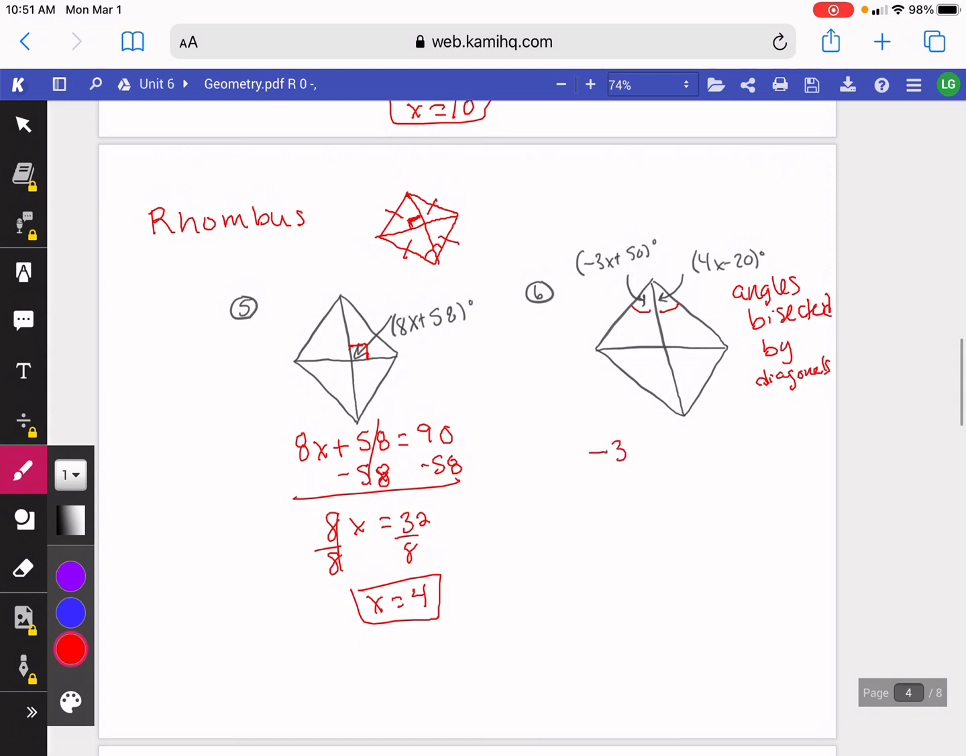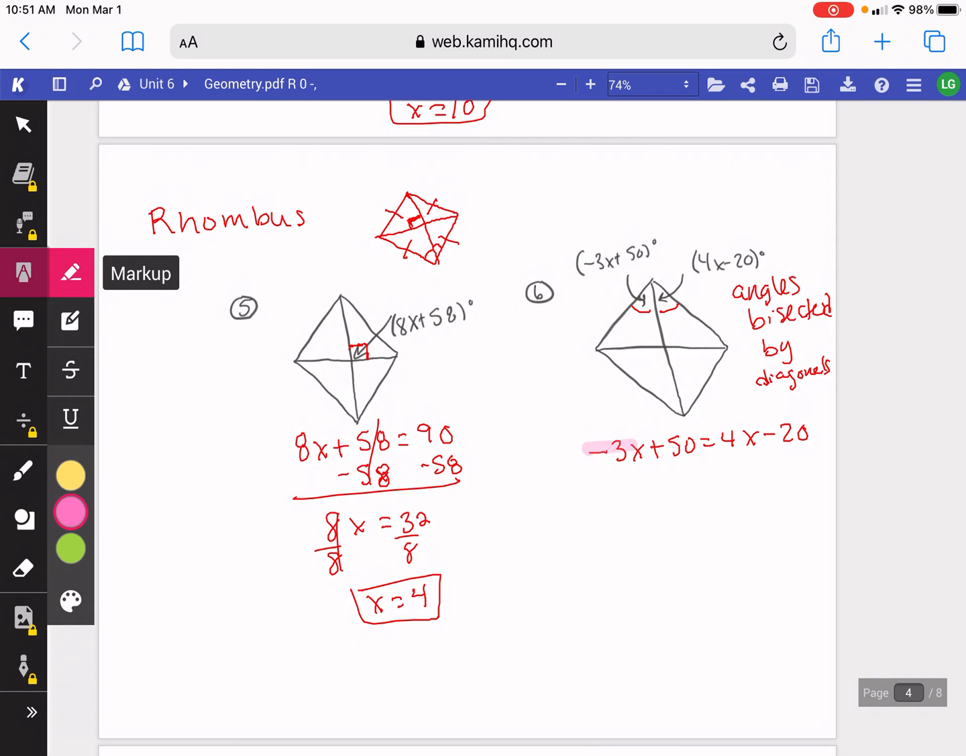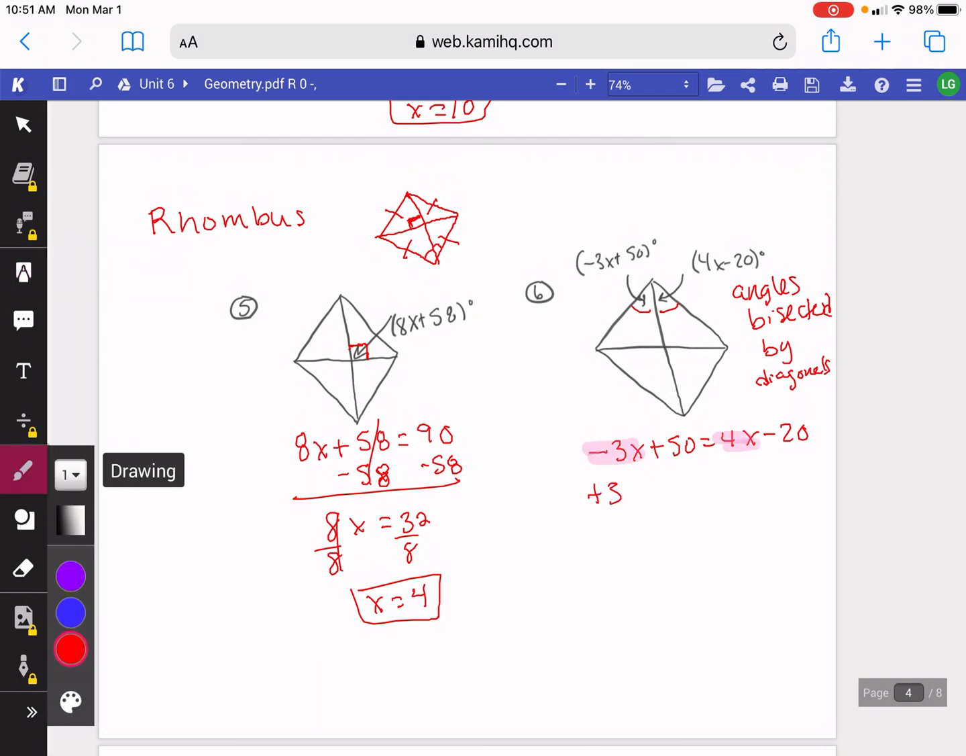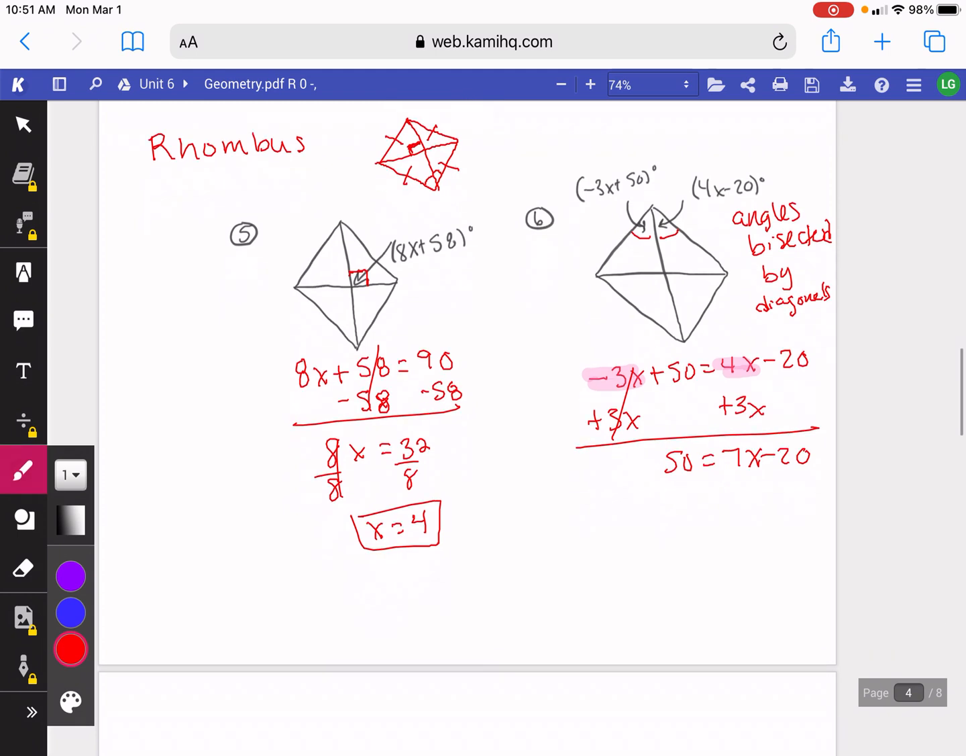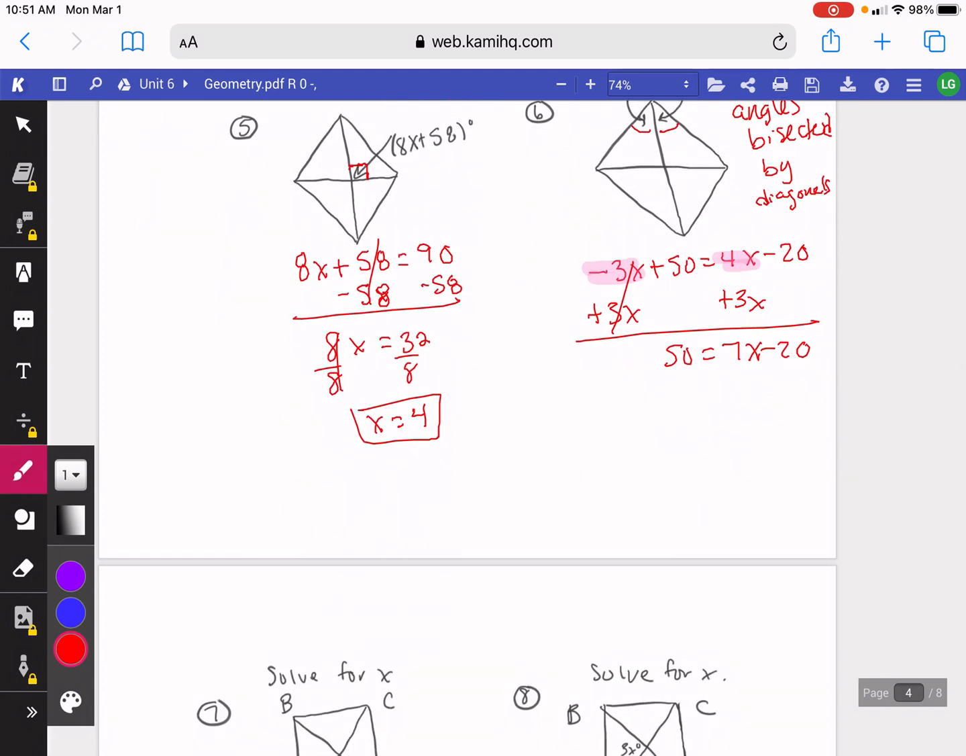So I can say negative 3x plus 50 equals 4x minus 20. And now I can solve for x. Since I have an x on both sides, I'm going to undo one of them. I'm going to get rid of the negative 3x by adding 3x to both sides. Now I can get rid of minus 20 by adding 20. And then I could divide by 7.